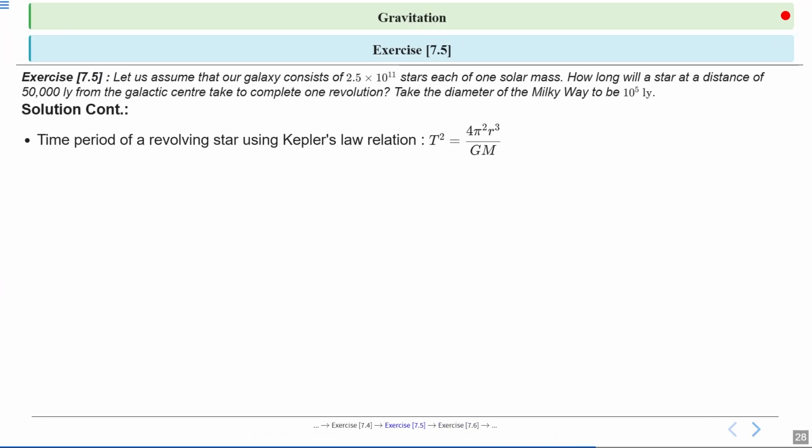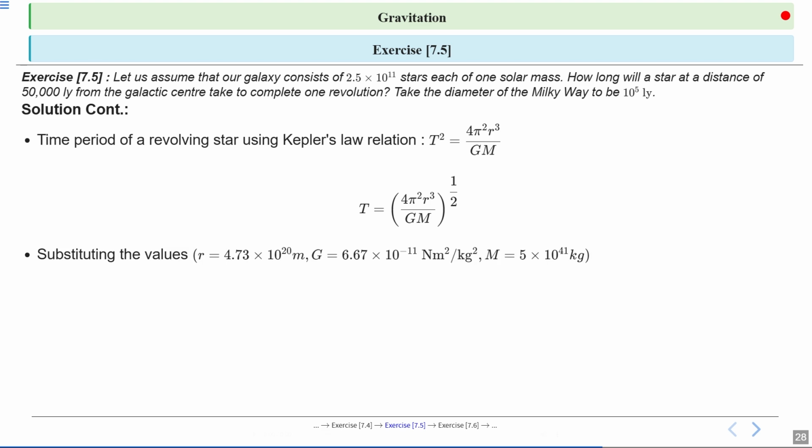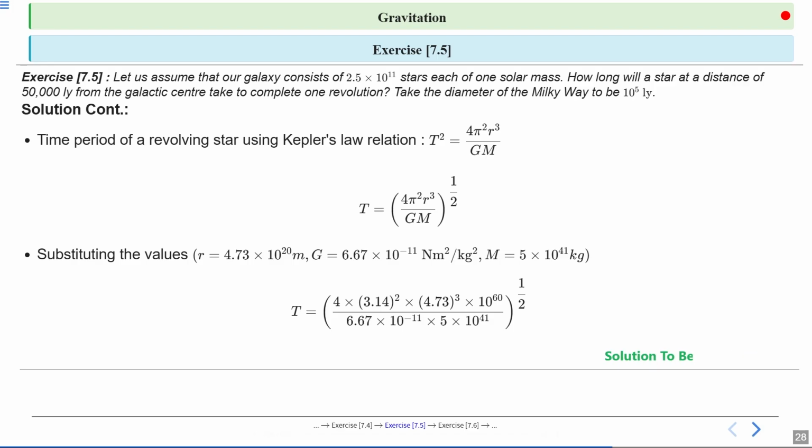So to solve this, we will use Kepler's third law, which relates the time period of an orbiting body to its distance from the center of mass. The formula is T square equal to 4 pi square R cube divided by GM. So T is equal to (4 pi square R cube divided by GM) whole power 1 by 2. Substituting the values, you will get T is equal to (4 into 3.14 whole square into 4.73 cube into 10 raised to the power 60 divided by 6.67 into 10 raised to the power minus 11 into 5 into 10 raised to the power 41) whole power 1 by 2. So solving this, you will get T.